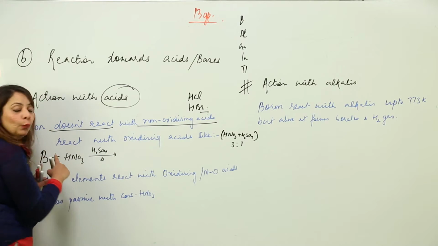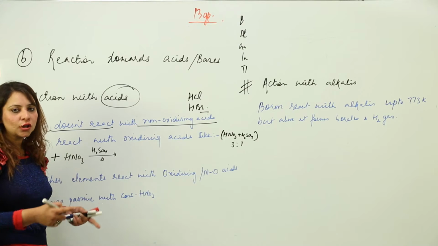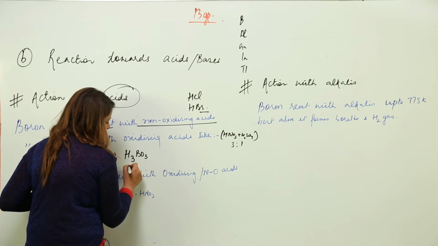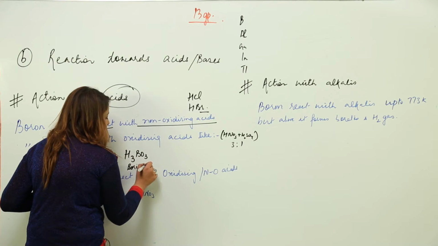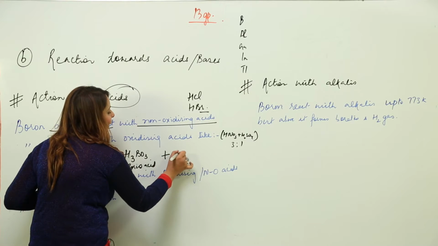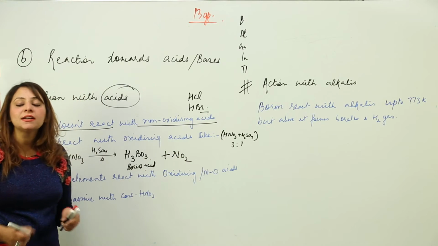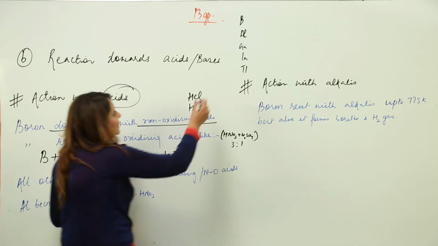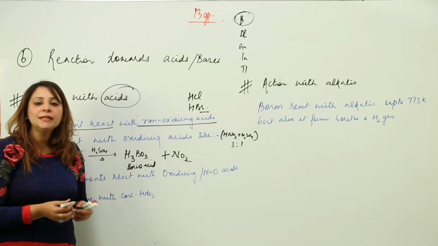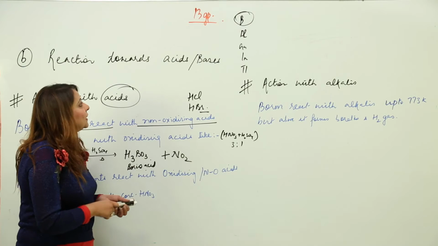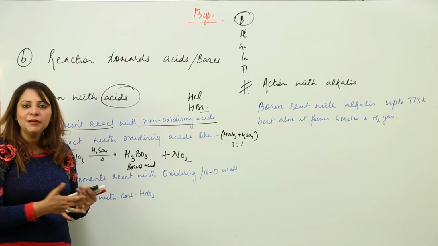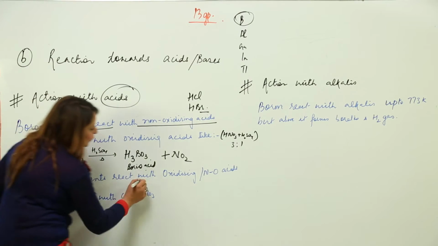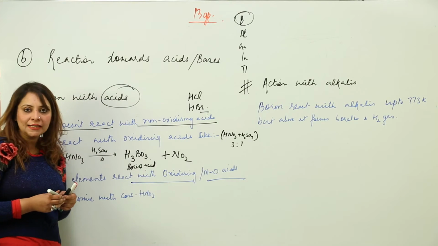When boron reacts with an oxidizing acid, it gets oxidized and forms its respective acid, that is boric acid. What is the formula for boric acid? It is H3BO3, and along with that you get to see nitrogen dioxide, a reddish brown gas, NO2. So it's clear that boron doesn't react with non-oxidizing acids, but it reacts with oxidizing acids. As for the other members, like gallium, indium and thallium, all of them react with oxidizing as well as non-oxidizing acid.